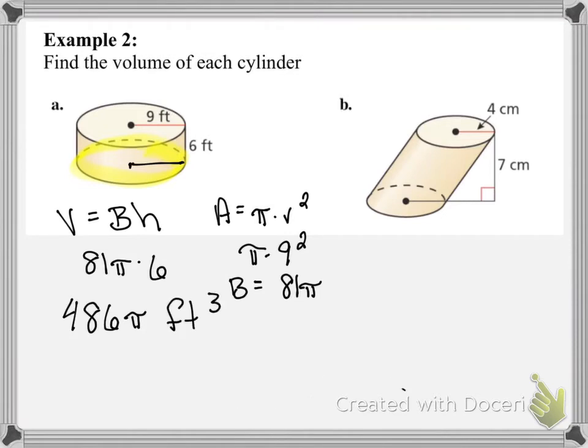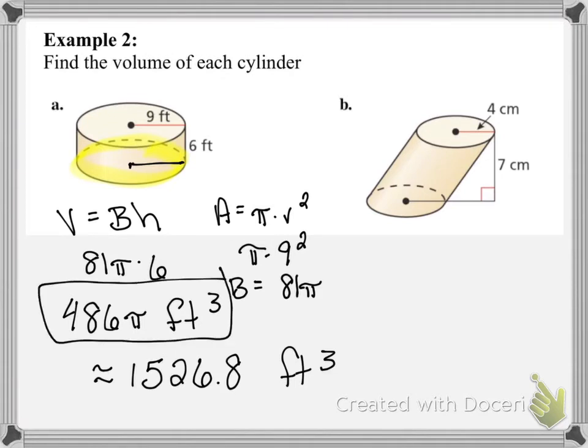Okay, if we want to do approximately, 486 times pi would be 1,526.8 cubic feet. There's exact, and there's approximate. Okay, all right, so now this next one, again, volume equals big B times H.